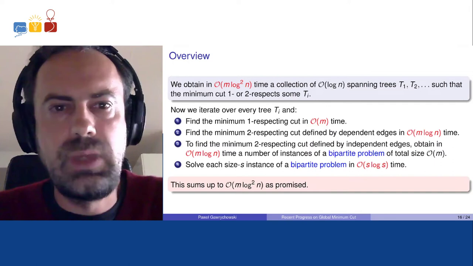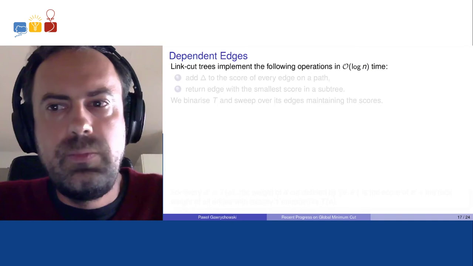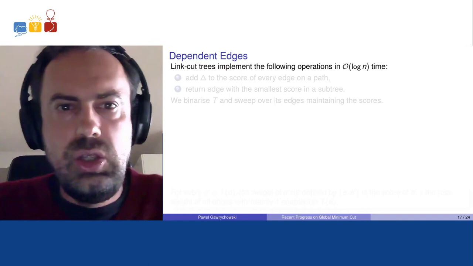Okay, so what to do with the dependent edges case? We use link-cut trees. I think you all know link-cut trees, or you have heard about them. And actually we need a small set of operations. So we maintain a tree. The tree doesn't really change, only the weights of the edges change.